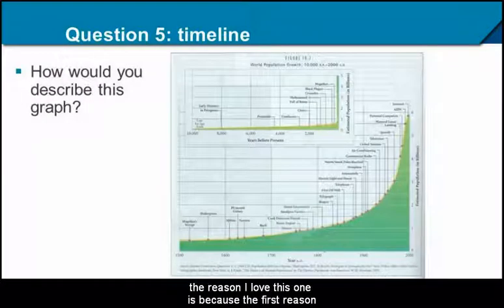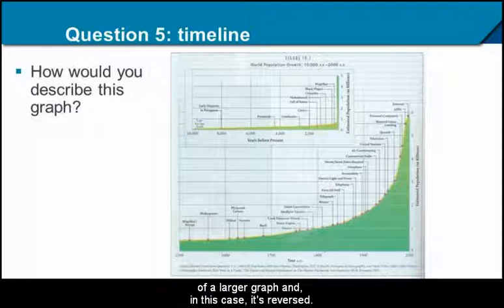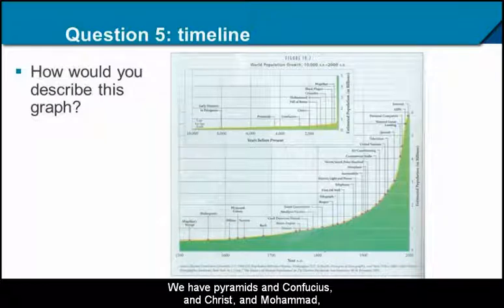The interesting thing about this, the reason I love this one, is that usually the inset is the fine detail of a larger graph, and in this case it's reversed. The top graph, the small inset, shows 10,000 years of history, years before present, and it shows three different things. It shows the time span from 10,000 years ago to today. The vertical axis shows us the estimated population over that period of time. And then we have different events that have happened during those points. We have pyramids and Confucius and Christ and Muhammad and the fall of Rome. And so we have the details in there.